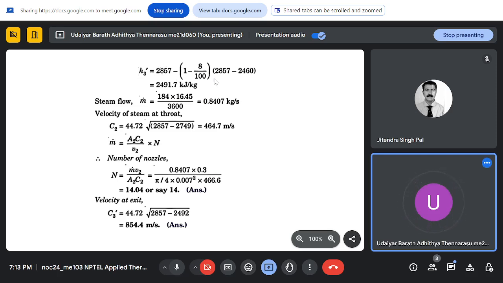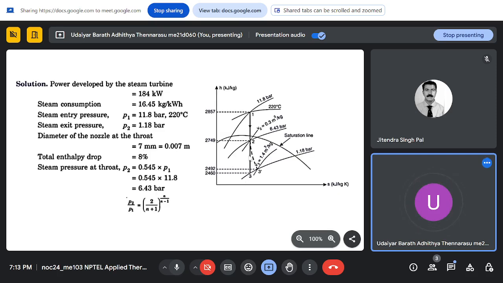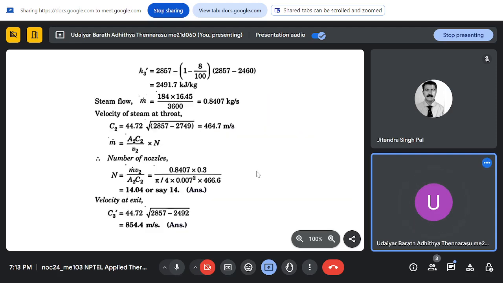So this is what you will get: h3 dash is 2857 minus 92 by 100 into (2857 minus 2460). Here 2857 is the inlet enthalpy and the exit enthalpy is 2460 ideally. The entropy is constant and you know the pressure, so you can estimate the enthalpy at state 3. Using these two enthalpies we can find state 3 dash, which comes out to be 2491.7 kilojoule per kg.